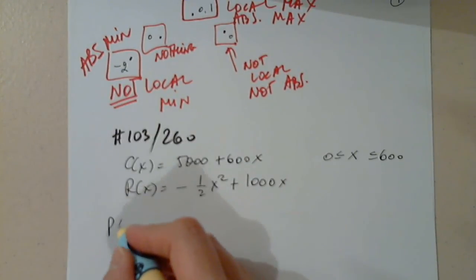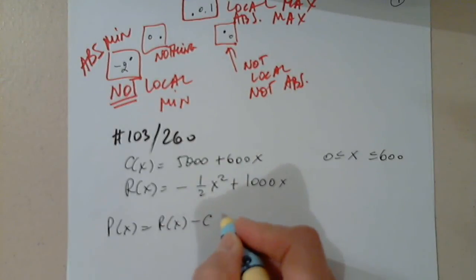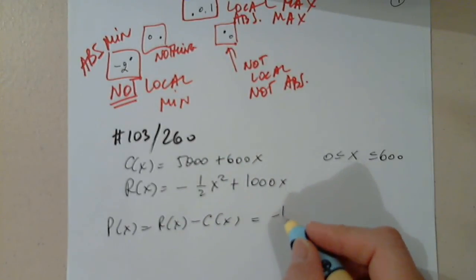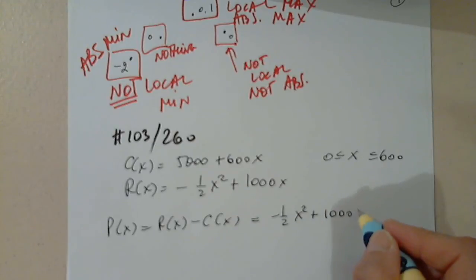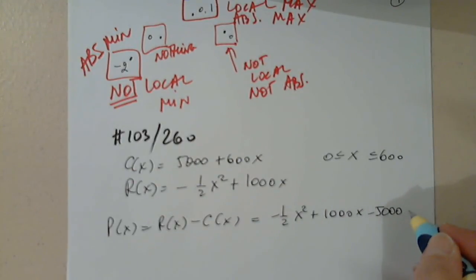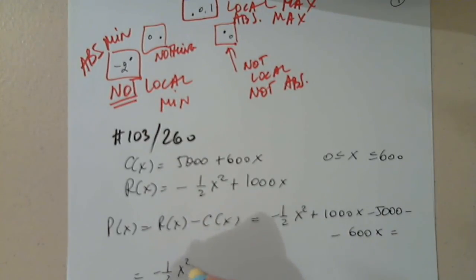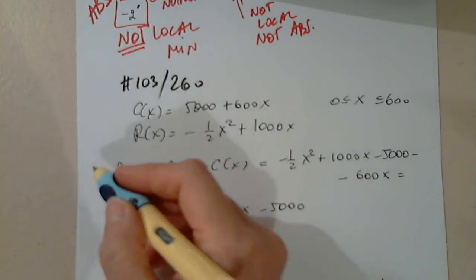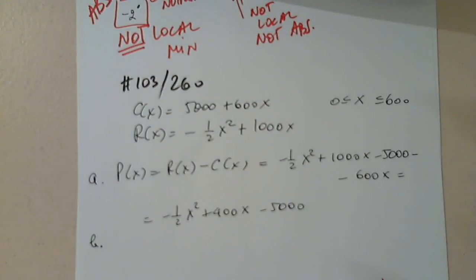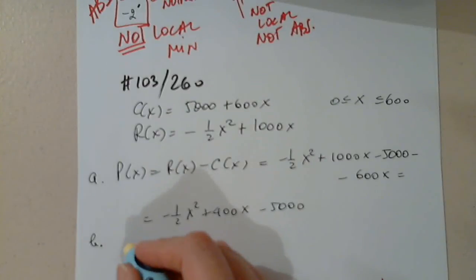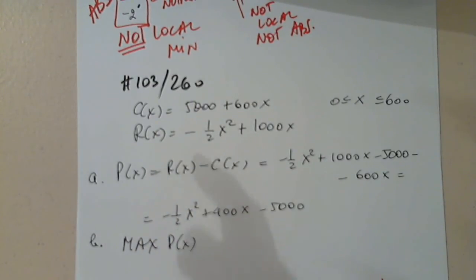No problem. Profit is revenue minus cost, which is -1/2 X squared plus 1,000X minus 5,000 minus 600X. So it's -1/2 X squared plus 400X minus 5,000. And that was part A. In part B, we're asked to find the number of items X for which the total profit is a maximum. So we want to maximize the profit.